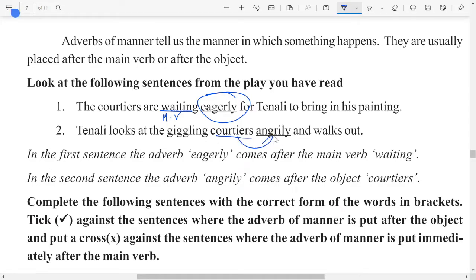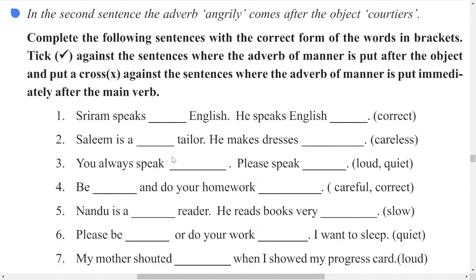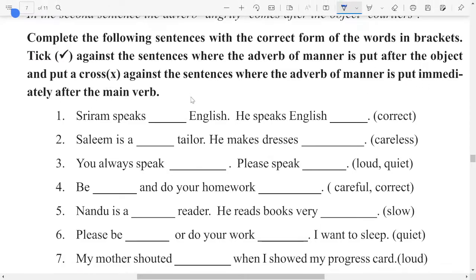This is the object. Angrily is the adverb here, which is used after the object. Okay. Now complete the sentences with the correct form of the words in the bracket. Tick against the sentence where the adverb of manner is put after the object, and put a cross against the sentence where the adverb of manner is put immediately after the main verb.